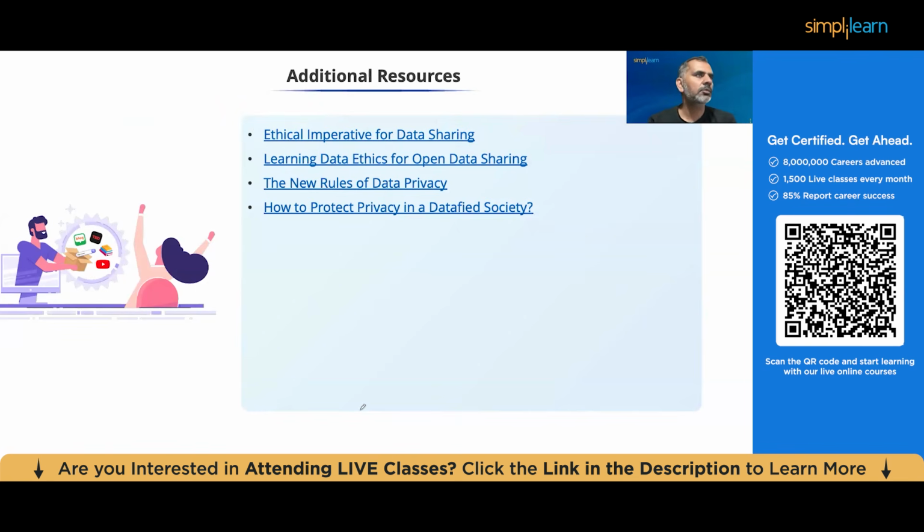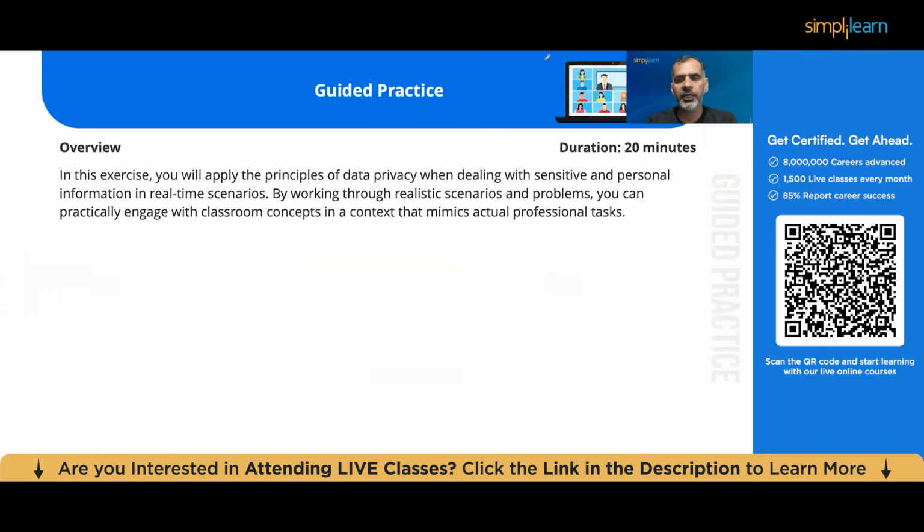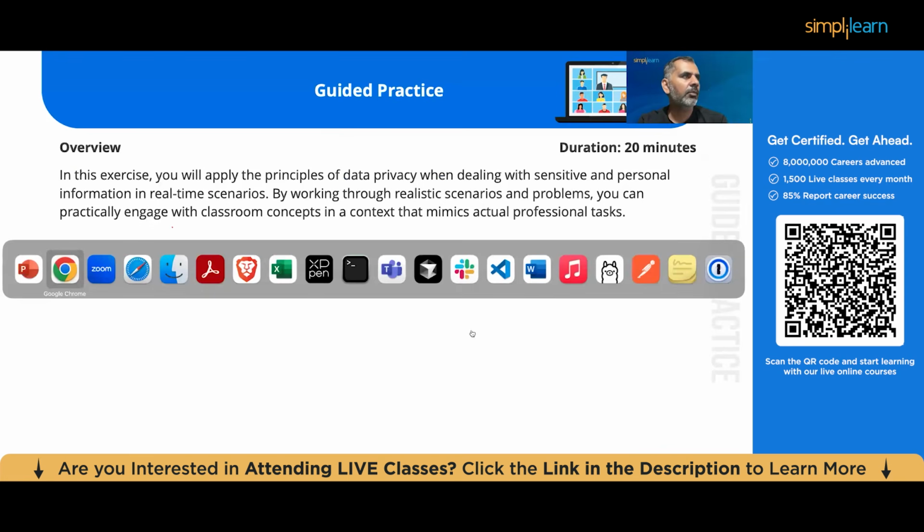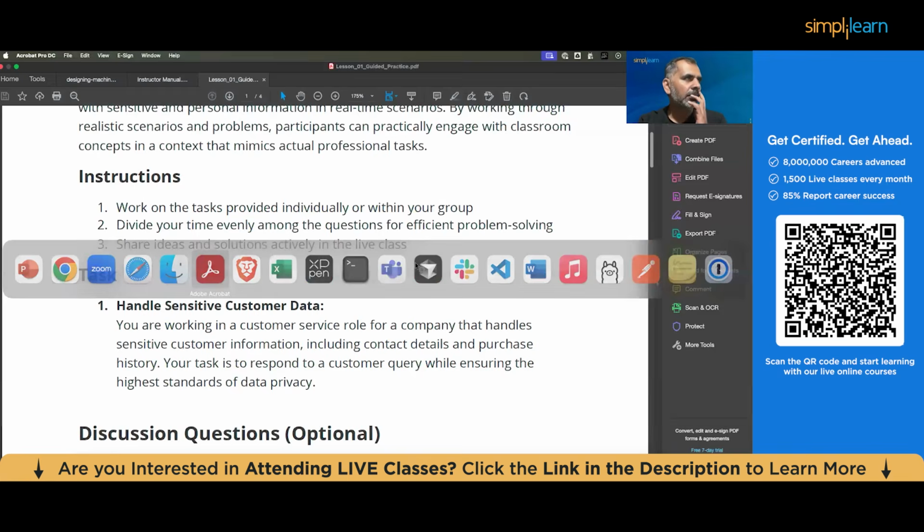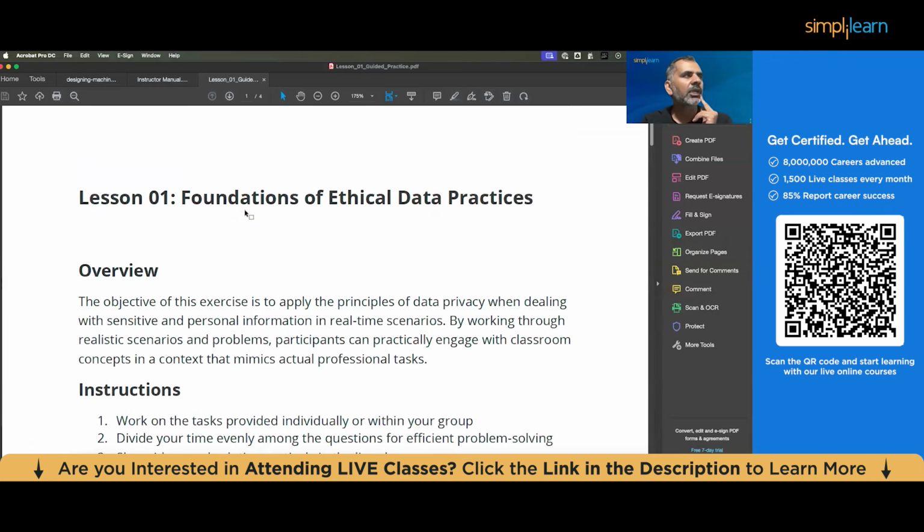And now we can talk about this guided practice. This guided practice is not anything where you have to use any tool. It only talks about the common practices that you can use to support that. And I believe you will see this document related to the foundation of ethical data practices.